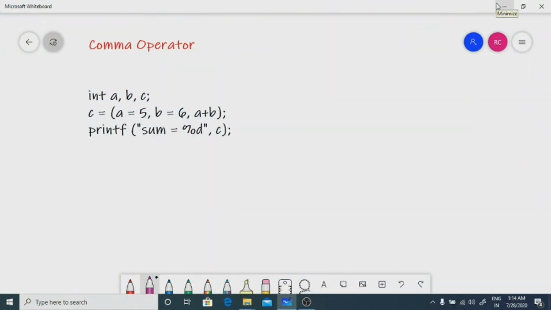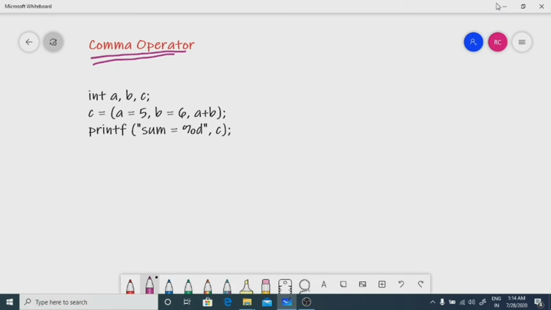So here we discuss the comma operator. It is a very important operator; in most of the written tests, you can find this particular operator.